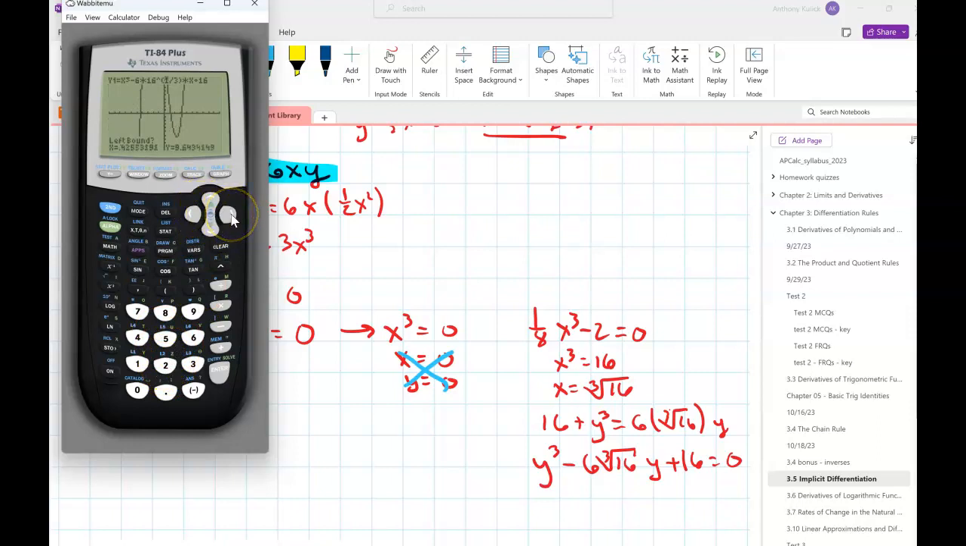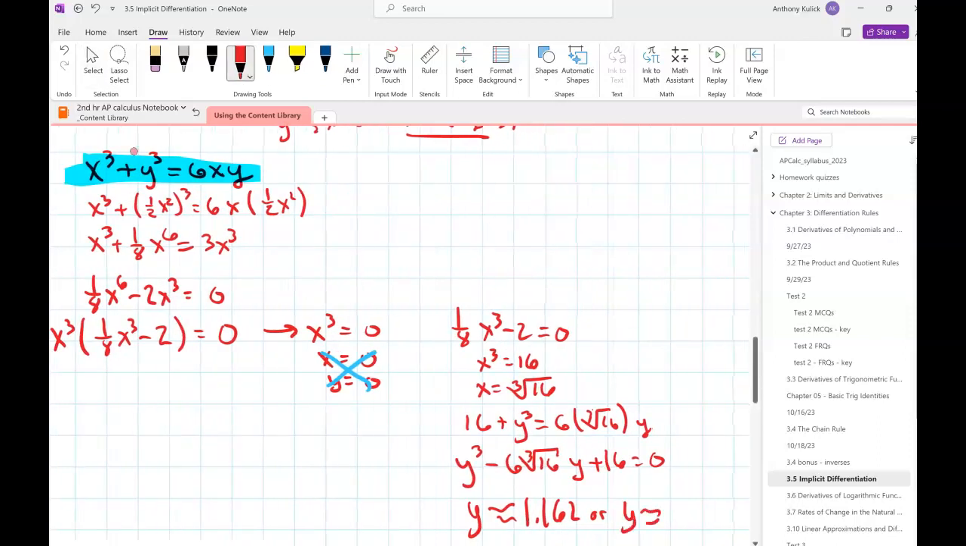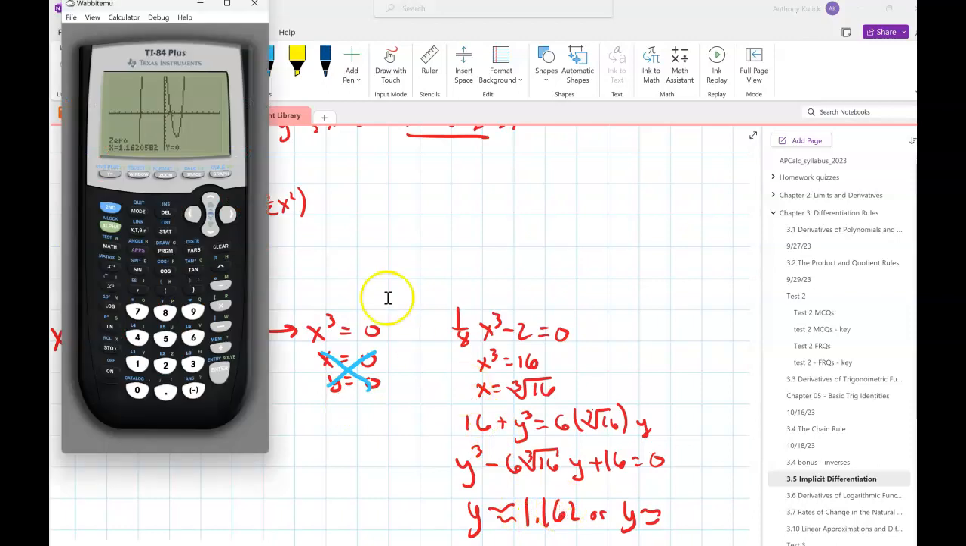So the left bound, I'm going to just move my cursor so it's somewhere to the left of the 0. Move it over to where it's right of the 0. Press enter. So 1162. I know. It's hard, guys. And then we'll do the same thing, left bound, right bound, guess. So 370 or 175.